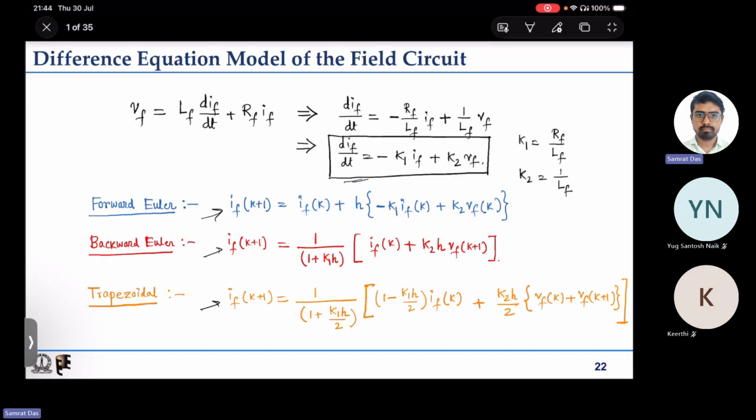So we will see that numerically, even if our system is stable, because of improper choice of numerical methods or the time step h, the stable system may act as unstable in certain cases because of improper choice of numerical methods and improper choice of the time step h.